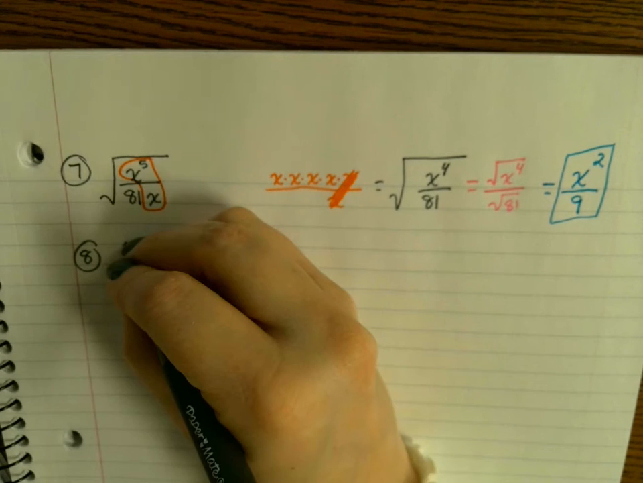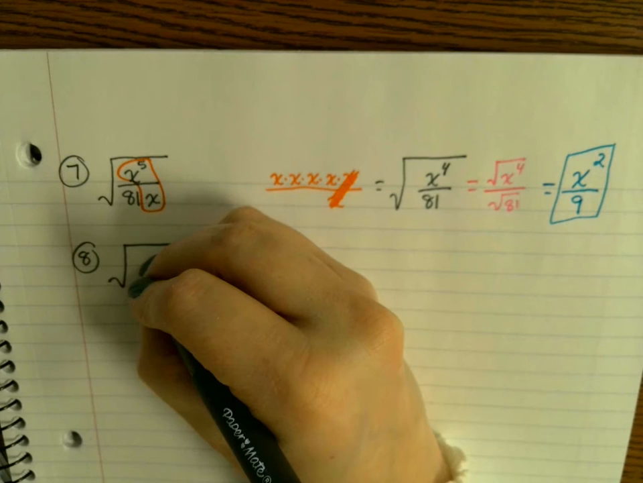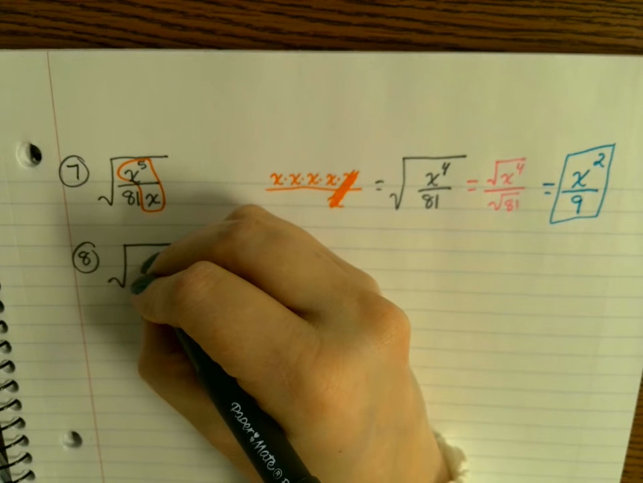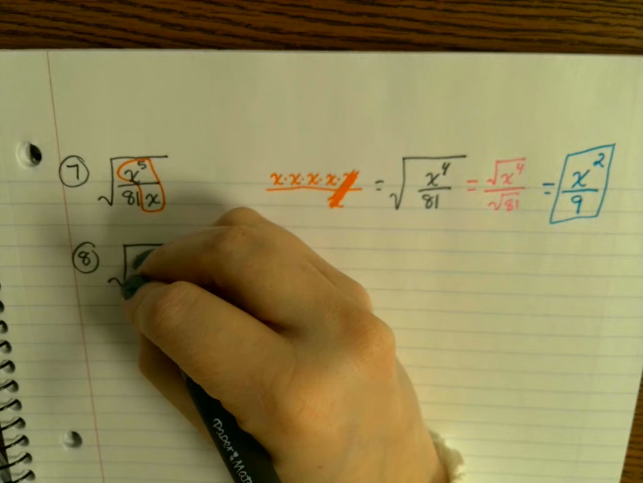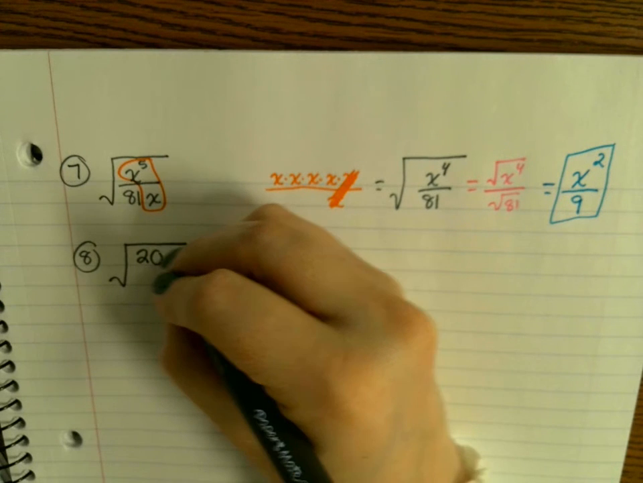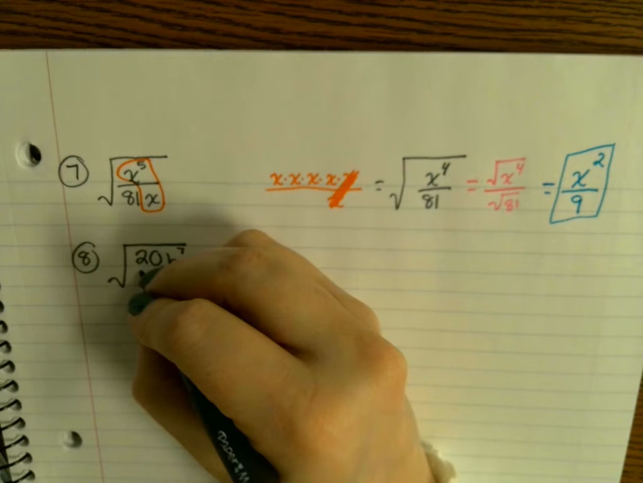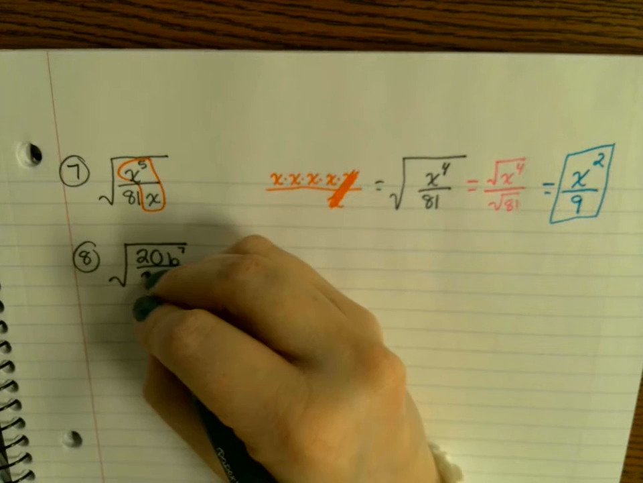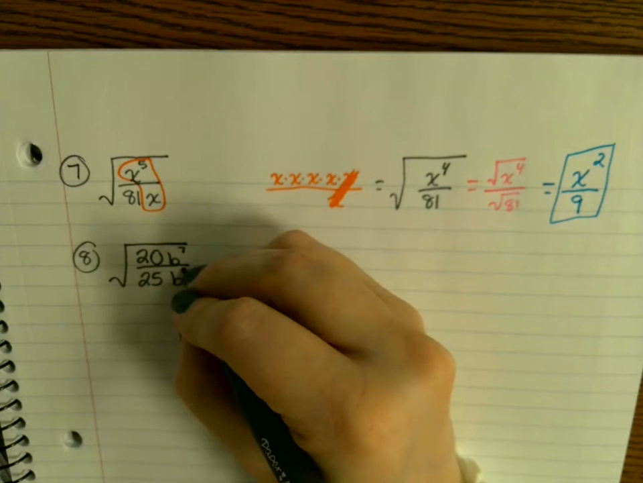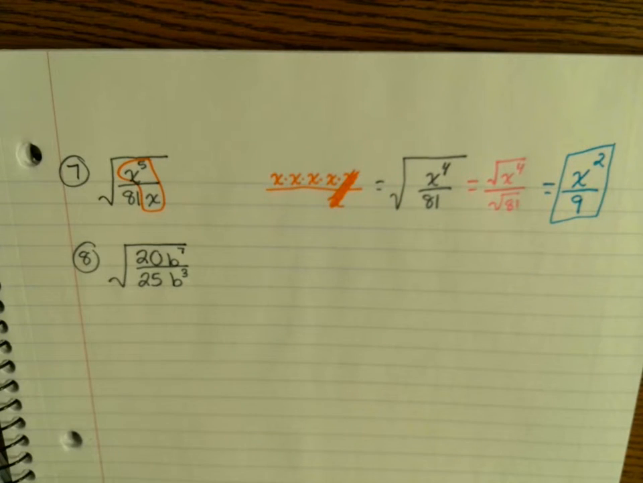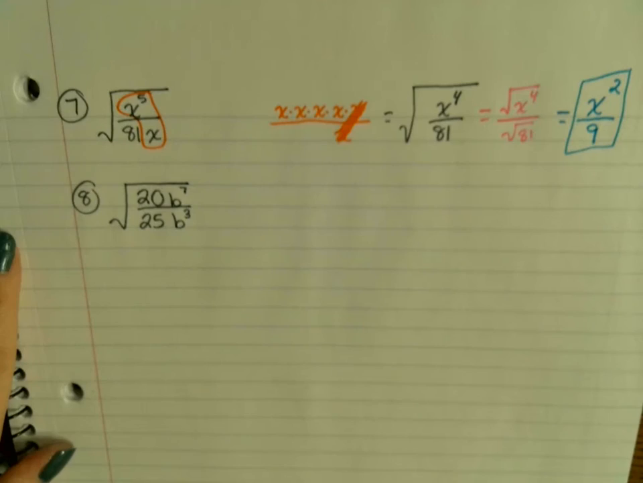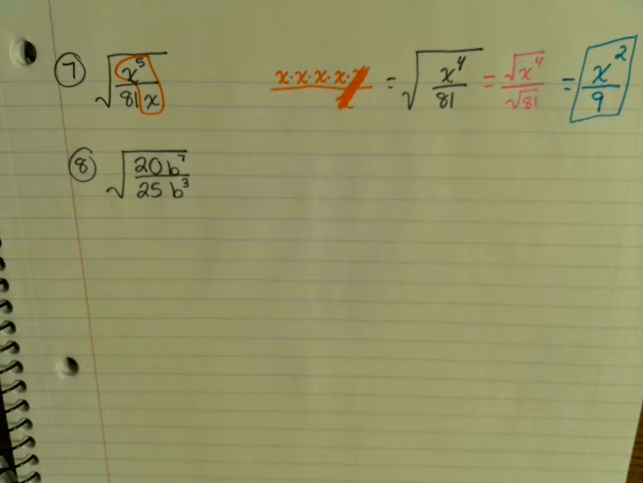Okay, let's go with 20b to the 7th over 25b to the 3rd. So again, looking at my denominator, 25 is perfect, but b to the 3rd is not.